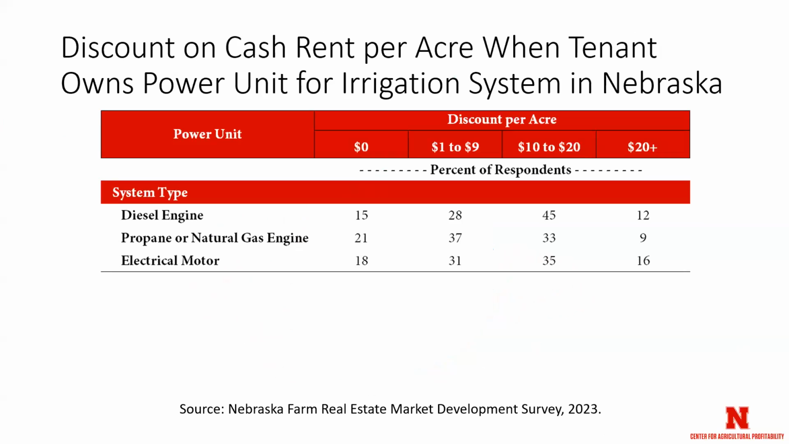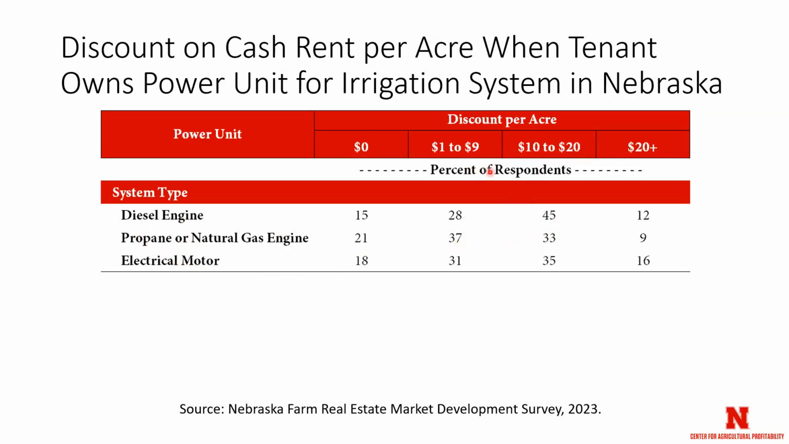And the other thing to think about is how much do we discount the cash rent per acre when the tenant provides the power unit? The three most common power units are a diesel engine, propane or natural gas, or an electric motor. What this slide means is, for example, 45% of the time when the tenant provides a diesel engine, you would discount the cash rents by $10 to $20 an acre.